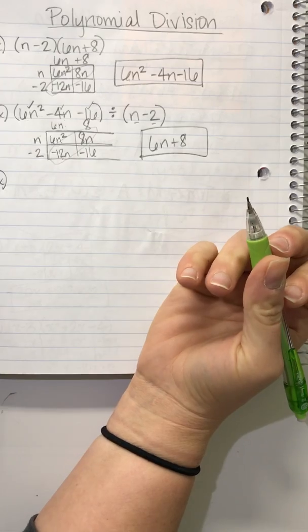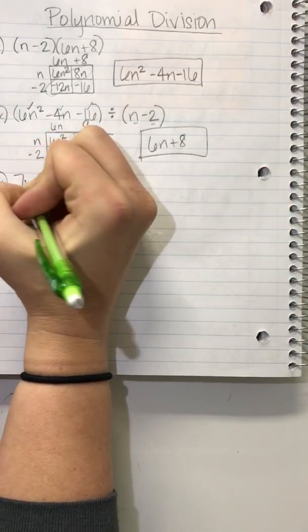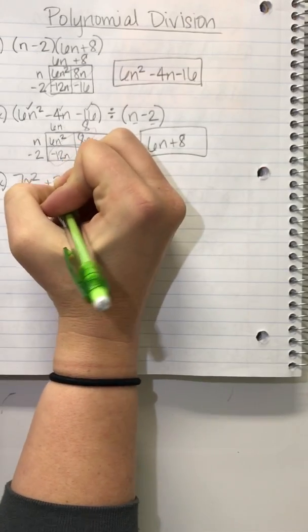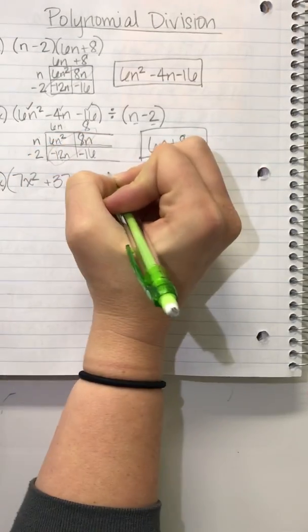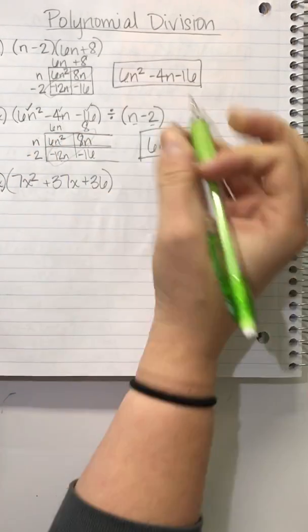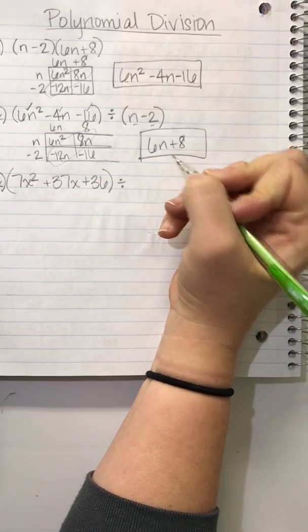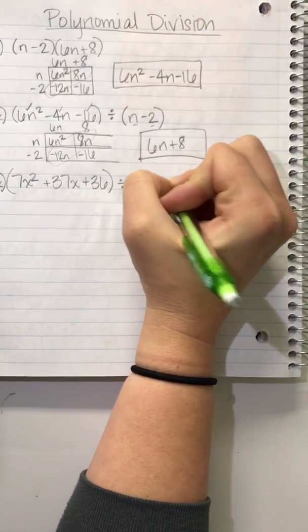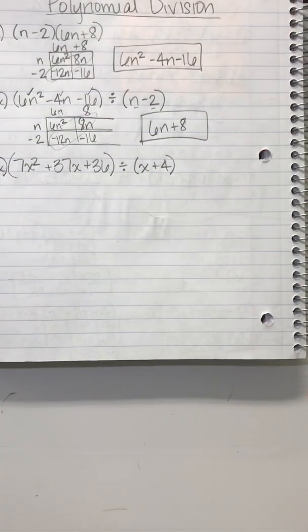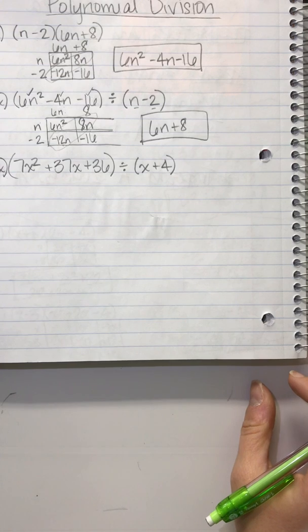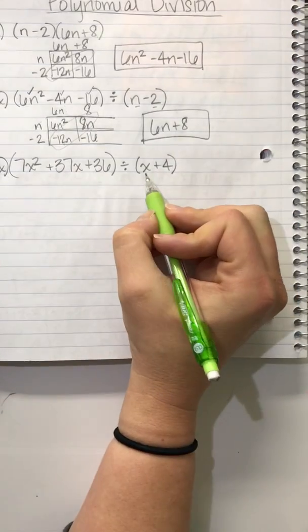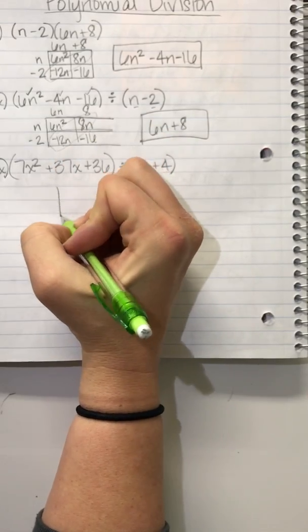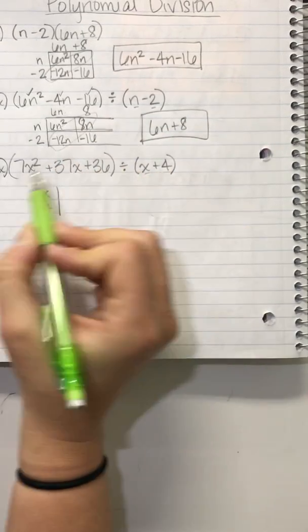All right, let's do another one. How about 7x squared plus 37x plus 36, all of that divided by x plus 4? Okay. All right. I can only set up a piece of my box right now. How tall do I know the box is going to be? 2, because I know that x plus 4 is going to multiply by something to make this top part.